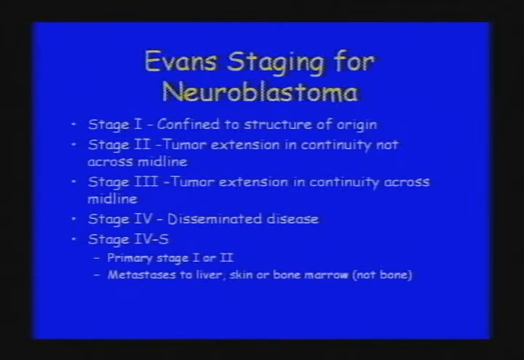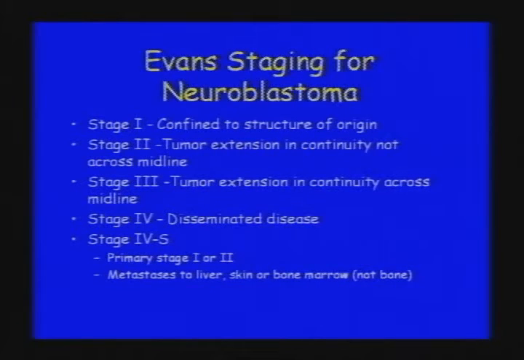You need to know some staging system for neuroblastoma. I'd say you need to know staging systems for neuroblastoma and Wilms tumor. Whatever one you want to use, there's a bunch of them out there. The Evans one is pretty popular. Stage 1 is confined to the structure of origin. Stage 2, tumor extension in continuity, but does not cross the midline. Now you have to remember that the midline is not the midline. To me, the midline you draw through the middle of the vertebral body. Their midline is if you go to the opposite side of the vertebral body along where the costovertebral junction would be, that's the midline, for whatever reason.